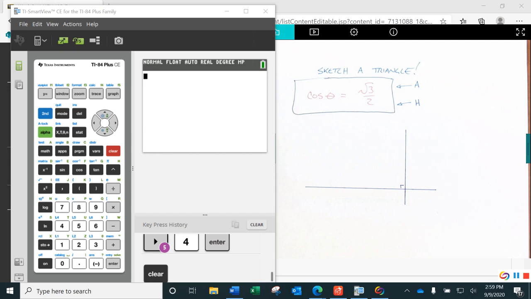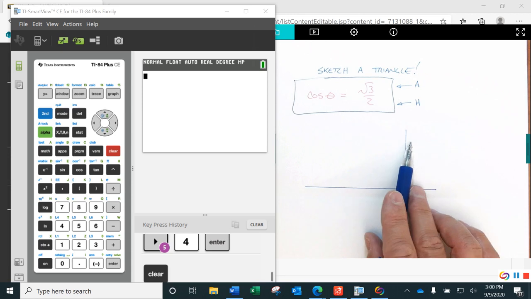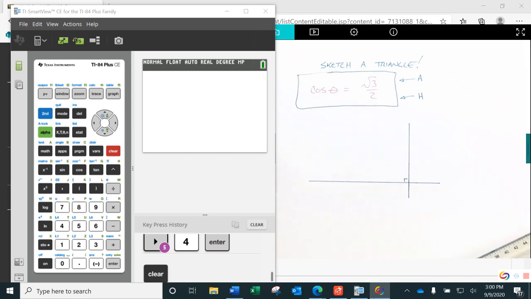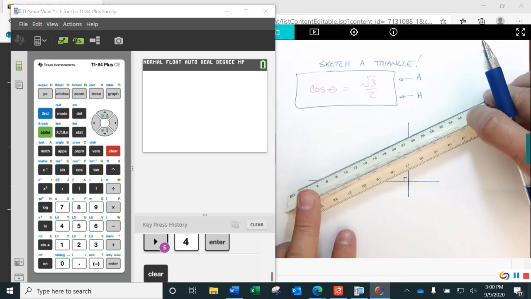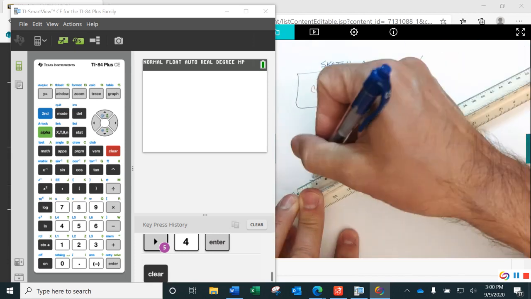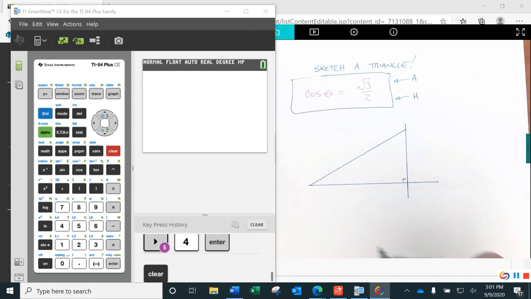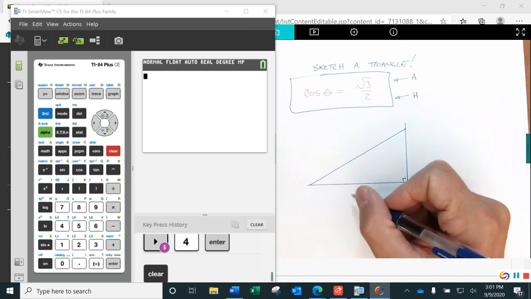So as I place this angle, theta, in my picture, I want to make sure that the side adjacent to it is the square root of 3 and the hypotenuse is 2. There we go. We have a little sketch. Don't worry, it doesn't have to be perfect, but I do have the theta.